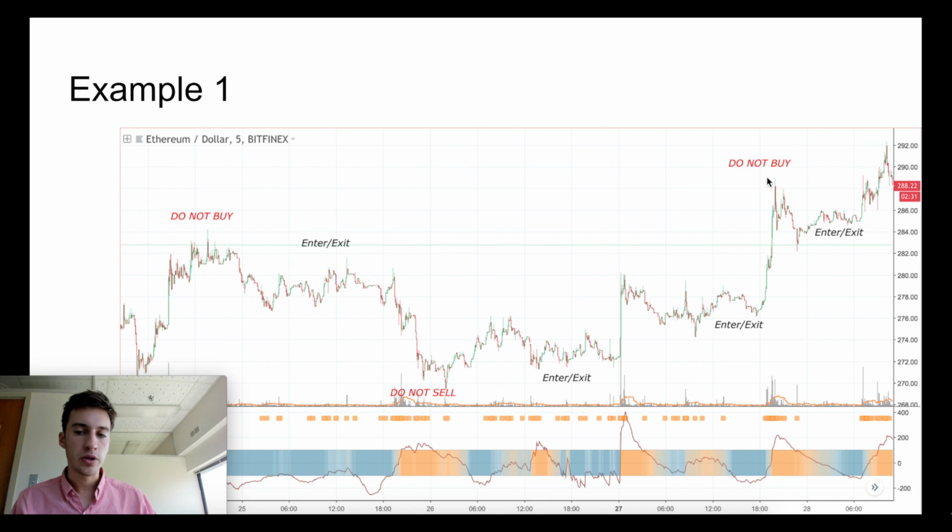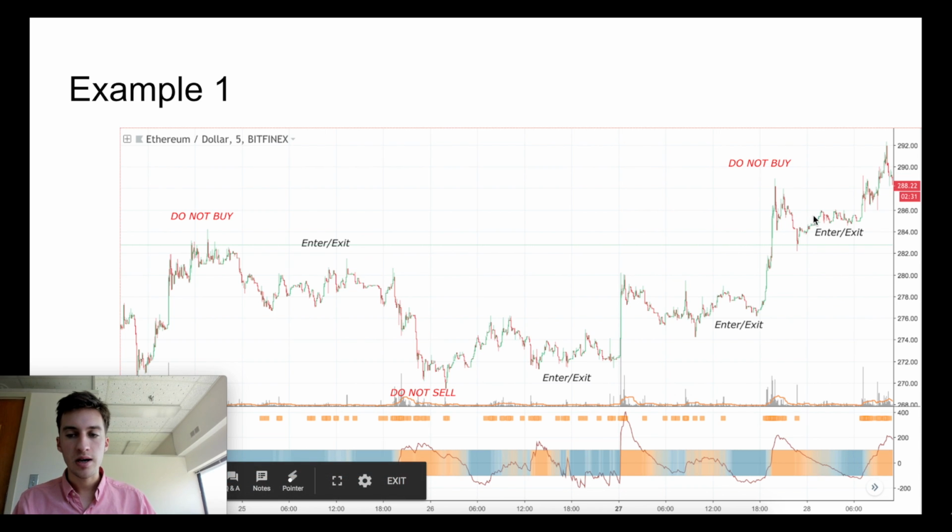And this is the spot we do not want to market buy. And this is the spot we do not want to limit buy. If we really do want to buy, we need to be patient and we need to wait for the indicator to turn blue and then get low volatility.